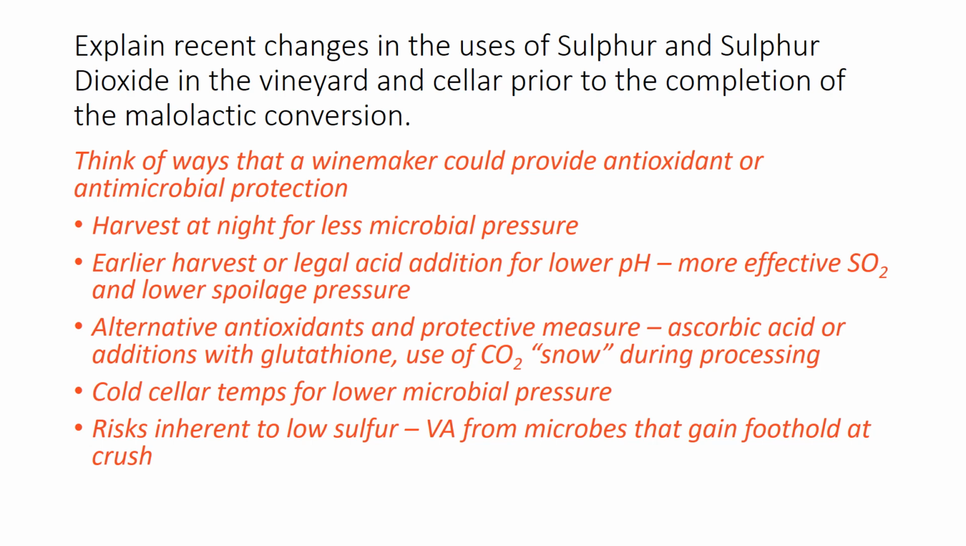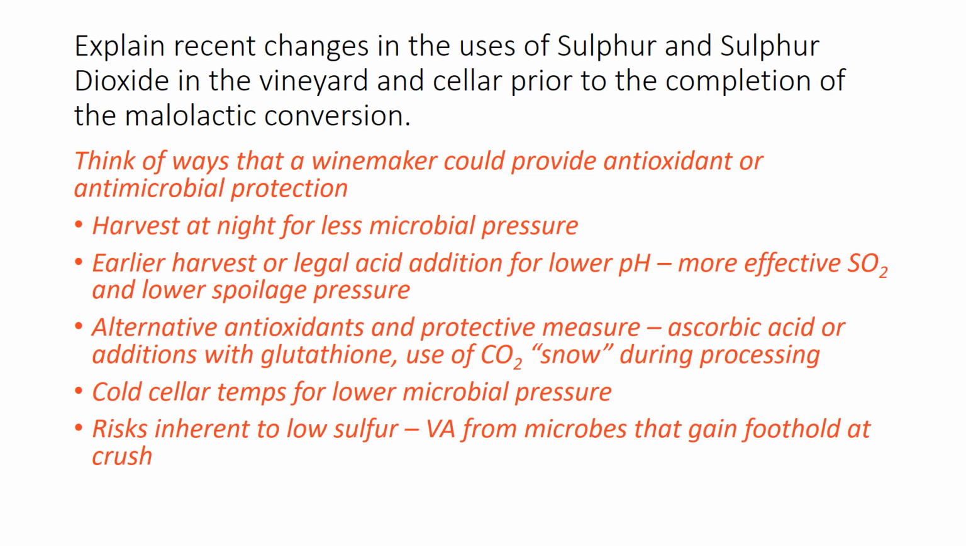Alternative antioxidants and protective measures can also be used. So think about ascorbic acid or additions of glutathione. So that's that small peptide compound that can be present in different yeast nutrients. You could use carbon dioxide snow during processing to keep oxygen off of the juice and therefore lower the need for an antioxidant compound. You can run your cellar colder to reduce microbial pressure during the aging process.